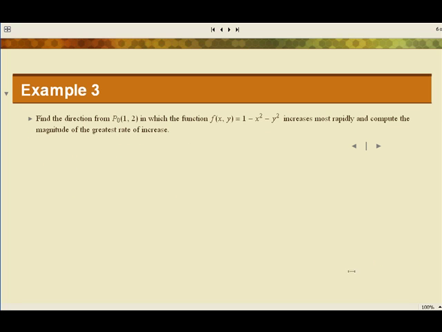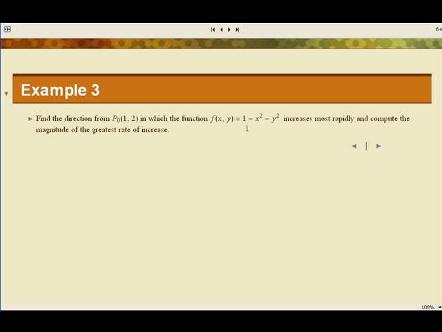Alright, another example here. Find the direction from P naught (1, 2) in which the function f of x, y equals 1 minus x squared minus y squared increases most rapidly, and compute the magnitude of this greatest rate of increase. So when I read through this, I notice "increases most rapidly." Remember, the gradient will always tell you what direction you increase most rapidly in.